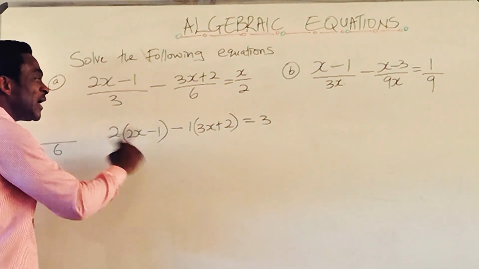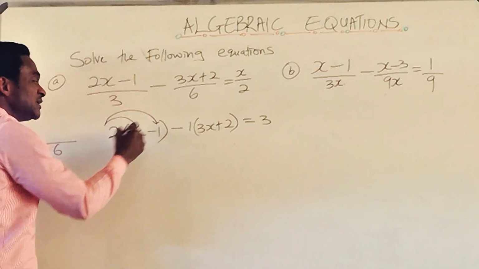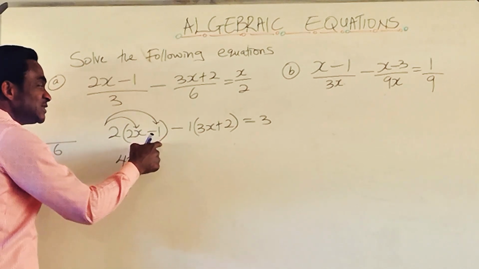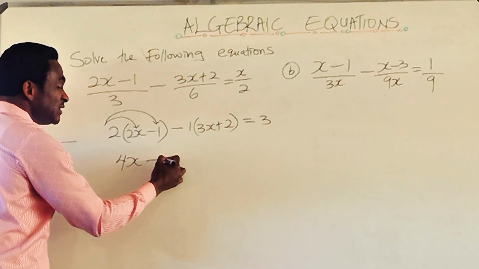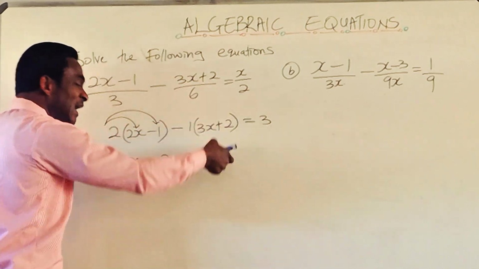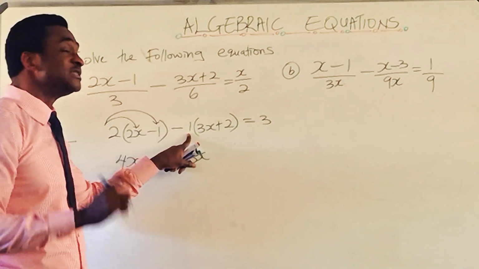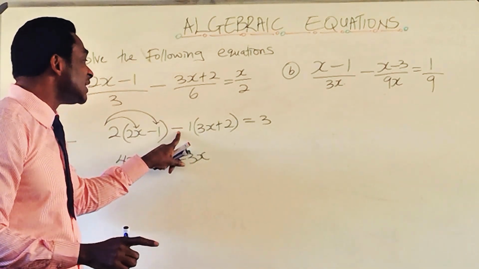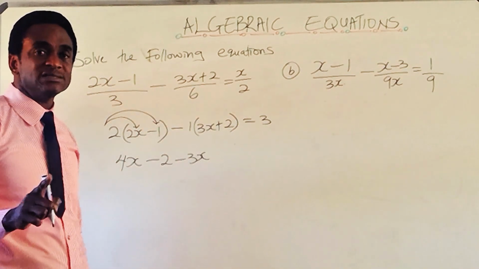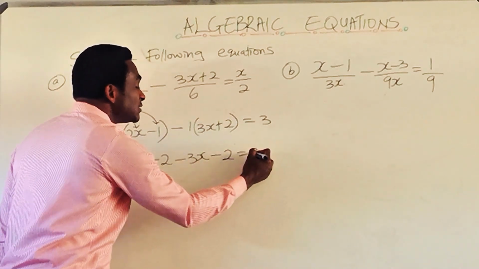Now let's open up our bracket using the distributive property. This multiplying this, multiplying that. 2 times 2x will give us 4x. 2 times negative 1 will give us negative 2. We go to the next one. Negative 1 times 3 gives us negative 3x. So what we'll be asking, why did I write 1? This is very important so that we understand that we are multiplying this negative with all the contents of the bracket. So we have negative 1 times 2 gives us negative 2, equals 3.